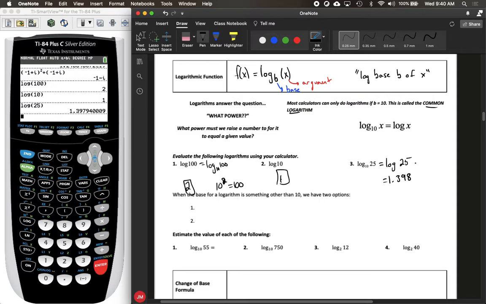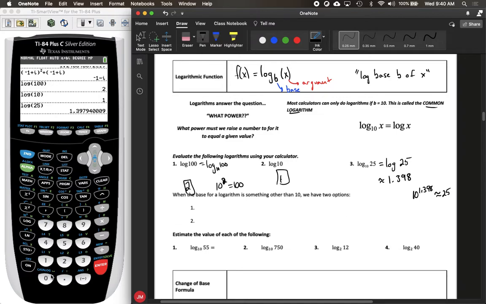Now, what that's saying is that if you take 10 to the power of 1.398, that should be about 25. In fact, I should probably be a little bit more careful when I write this. Instead of saying equals 1.398, this really should say is approximately 1.398. And that'll become especially important when we get to solving later on in this unit.